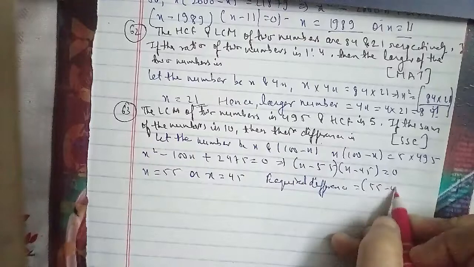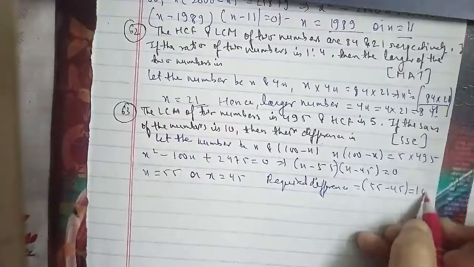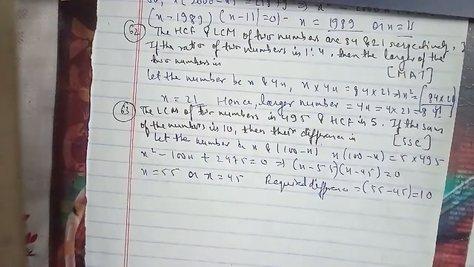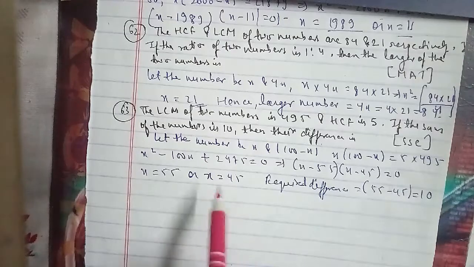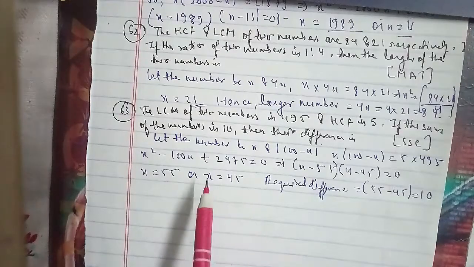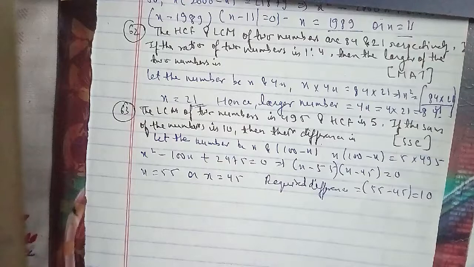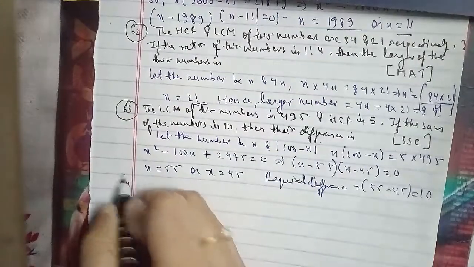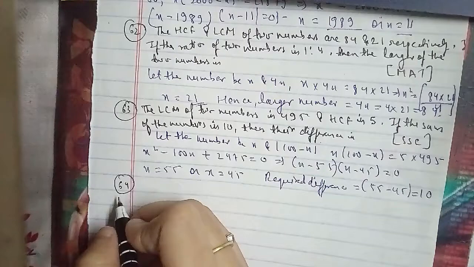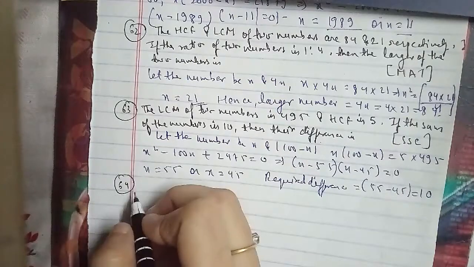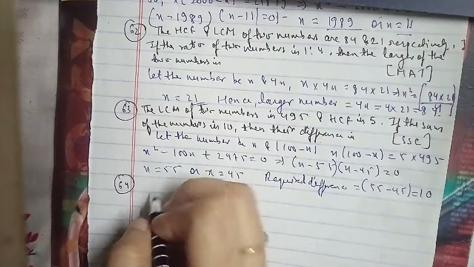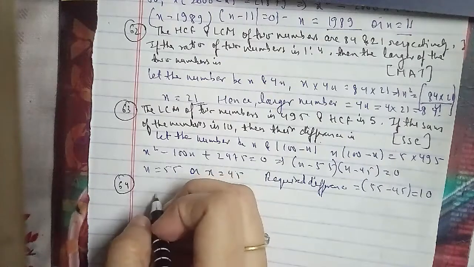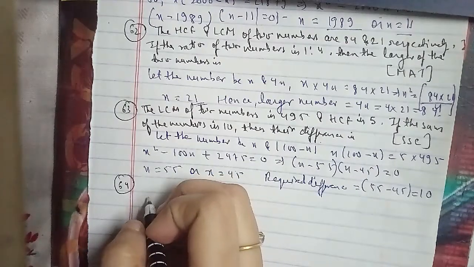Let's go ahead with another question, the 64th question of the session. The product of the LCM and HCF of two numbers is 24. The difference of the two numbers is 2. Find the numbers. The options we have are 2 and 4, 6 and 4, 8 and 6, and 8 and 10. So here we go ahead.